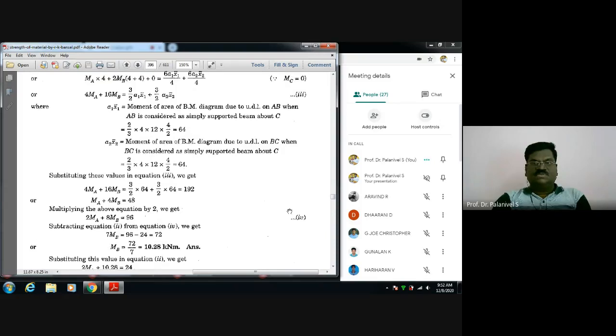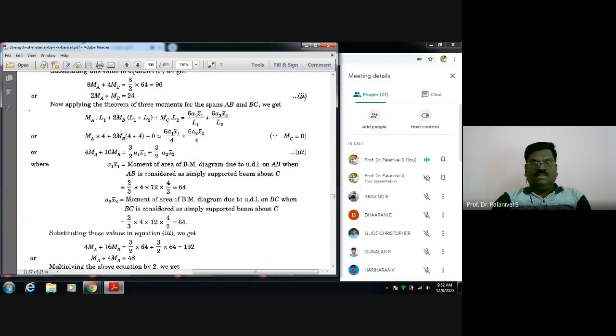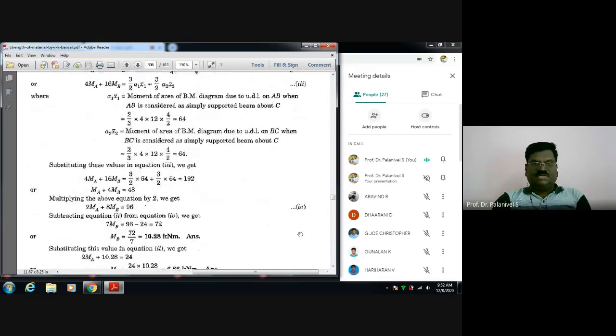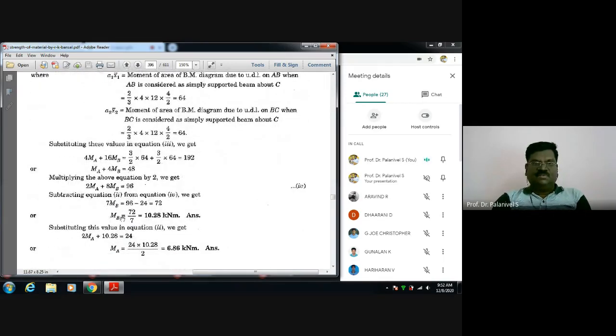Now you solve these two equations, and you have to name them: equations 2 and 4. Solve these two equations. By solving them, your MB is found to be 10.28 kN meter. Now you have determined the moment at B, and substituting this value in equation 2, we get MA equal to 6.86 kN meter. So the support moments have been determined, right?